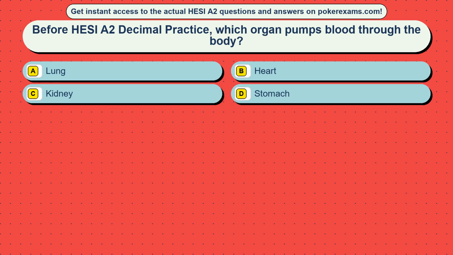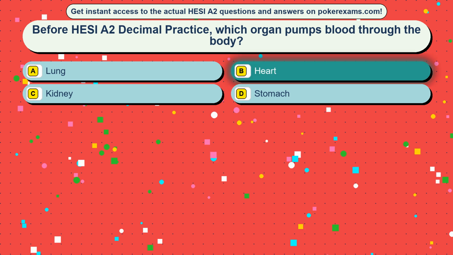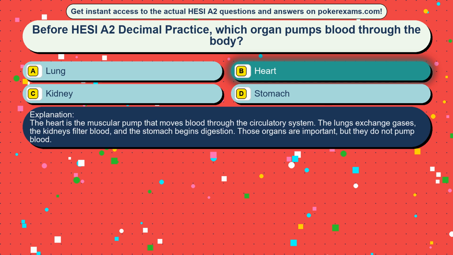Question 5. Before HESI A2 Decimal Practice, which organ pumps blood through the body? Option A lung. Option B heart. Option C kidney. Option D stomach. The correct answer is option B, heart. The heart is the muscular pump that moves blood through the circulatory system. The lungs exchange gases, the kidneys filter blood, and the stomach begins digestion. Those organs are important, but they do not pump blood.